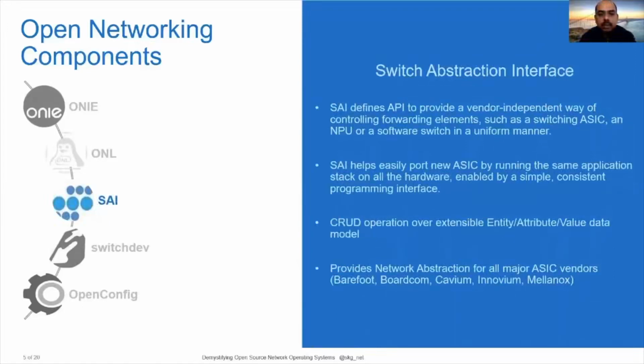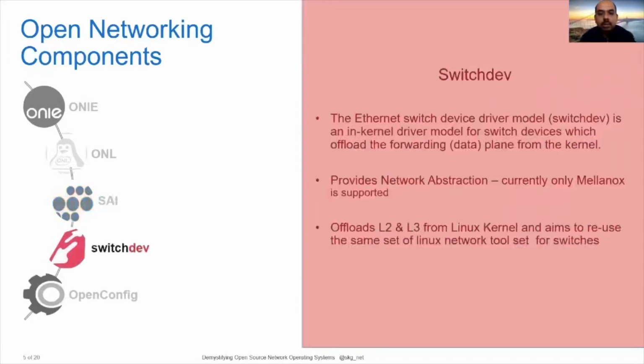Switch Abstraction Interface, SAI. It provides a vendor-independent network abstraction API to control your forwarding elements like NPU, switching ASIC, and software switch. It provides abstraction for all the major switch vendors like Broadcom, Nephos, and Innovium. It provides an extensible API and follows a simple entity attribute value data model. SAI helps easily port it to a new ASIC by providing a simple and consistent programmatic interface for the application developers.